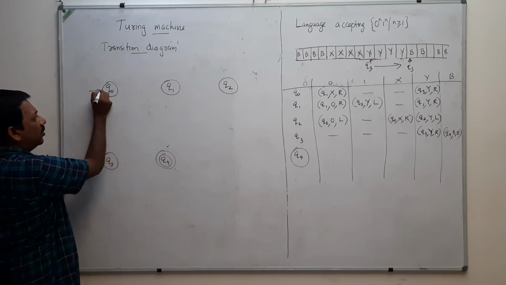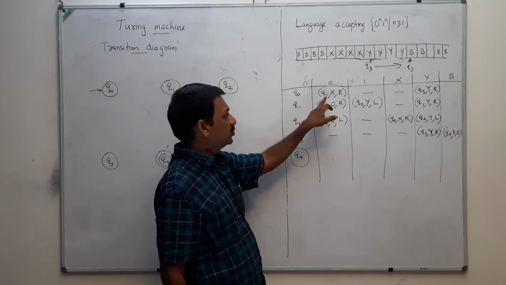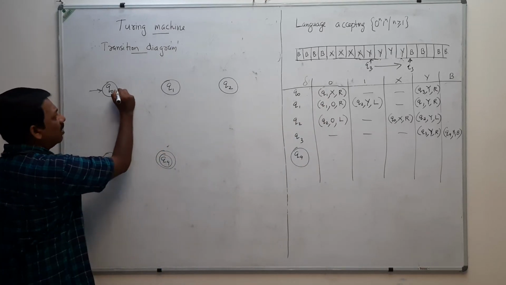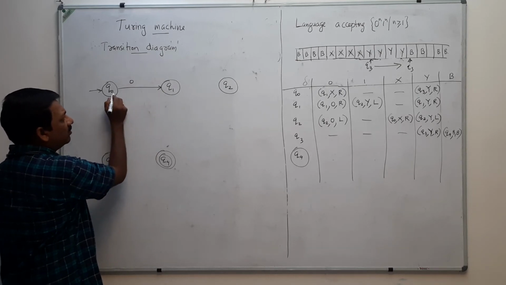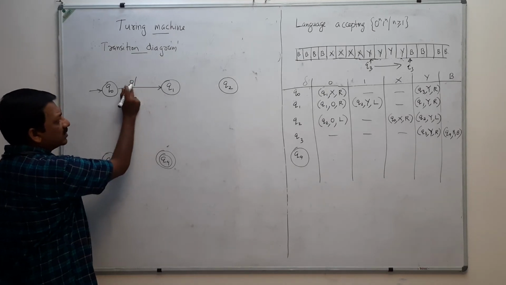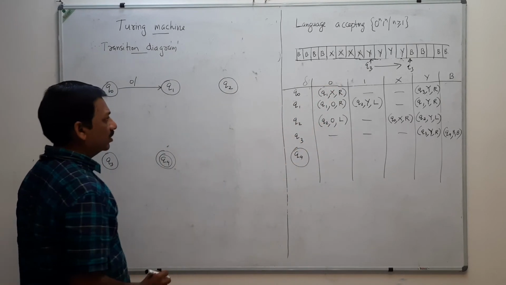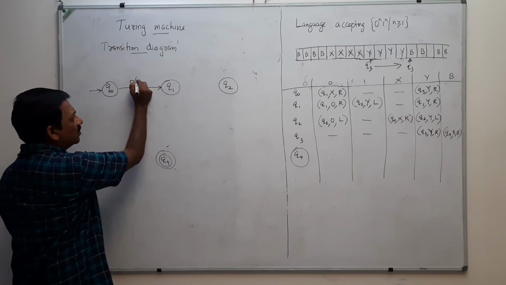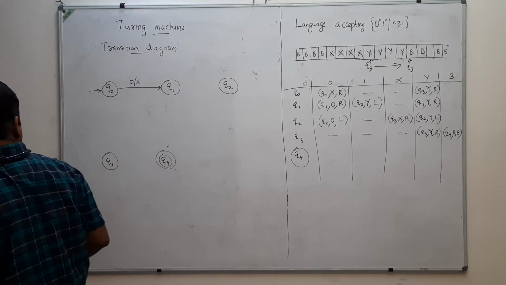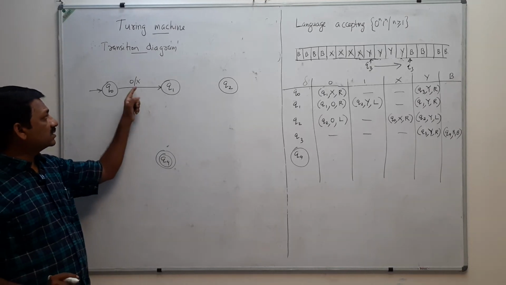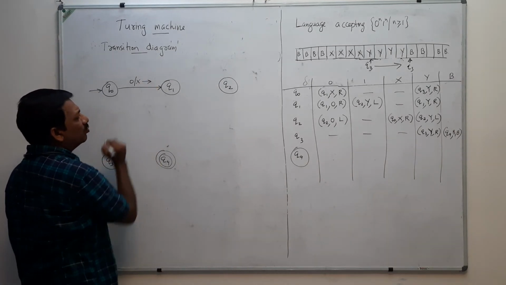Okay, now Q0. In state Q0, if your input is 0, what will happen? It will switch to Q1. That means Q0 upon reading 0 will switch to a new state Q1, that means Q0 to Q1. After replacing the current input symbol, Q0 on 0, you are going to replace this 0 by x. This is replaced by x, and it is moving right, with a symbol like this, moving right.